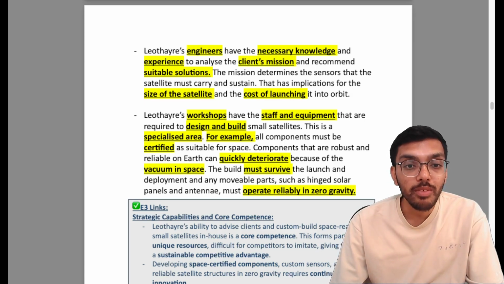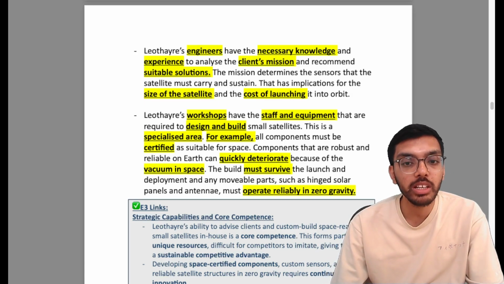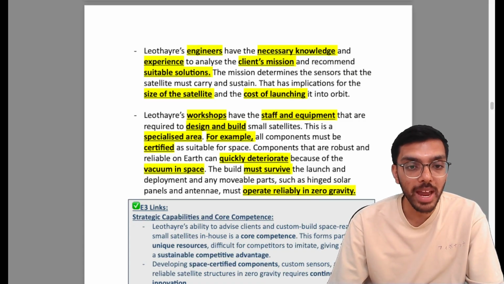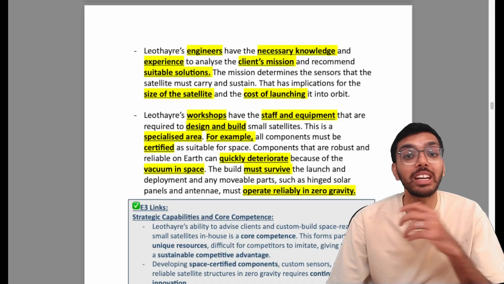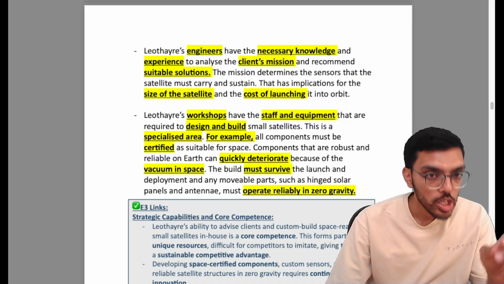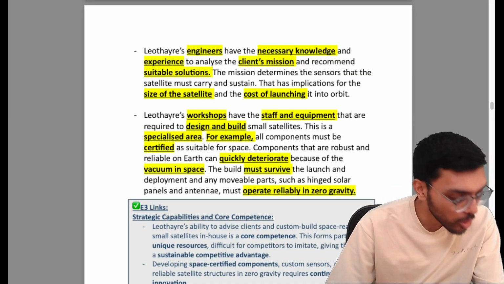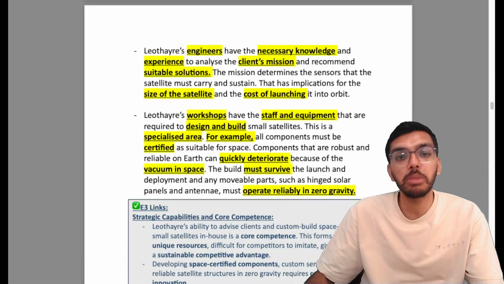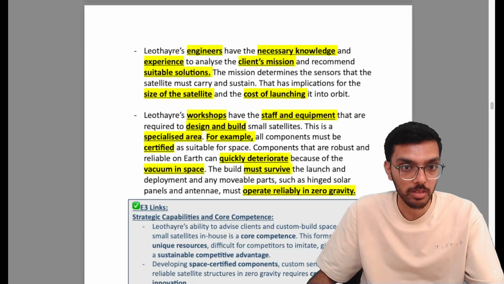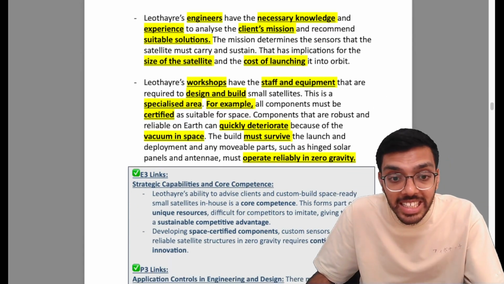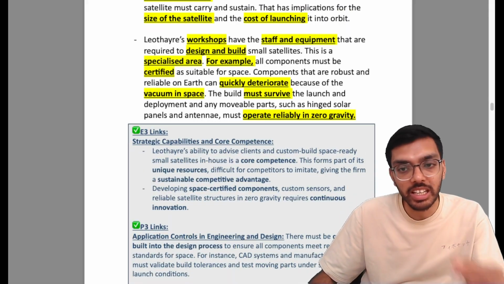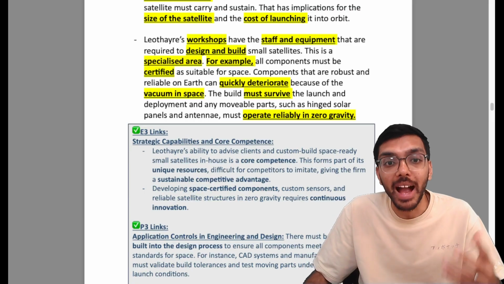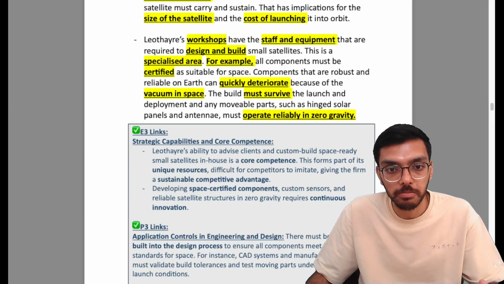The build must survive the launch and the deployment, and any movable parts such as hinged solar panels and antenna must operate reliably. So you have your engineers, you have your workshops, you have all the aspects which can be followed. Let's say you have all the detailing needed to succeed in this market, and that is the structure, let's say the backbone of your company.